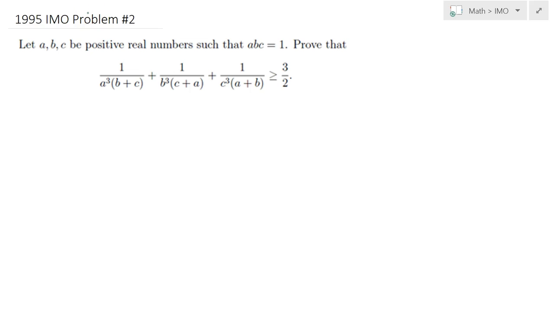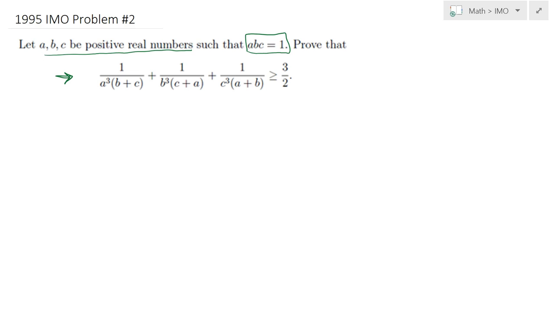Hello everybody, in this lecture we will be solving 1995 IMO problem number 2. Here's a view of this problem. a, b, c are positive real numbers such that they satisfy this condition, and we would like to show that this inequality holds for a, b, c real numbers.